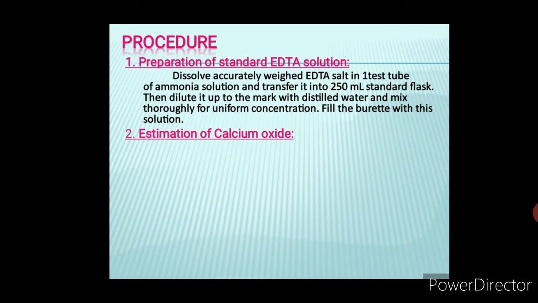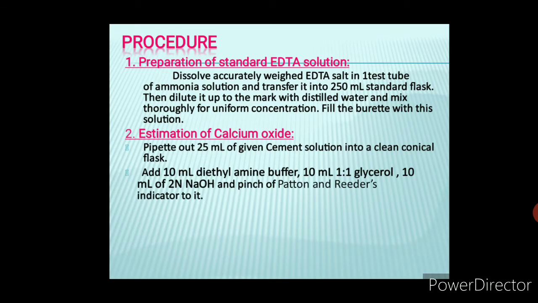Then the second part is the estimation of calcium oxide. The first step is to pipette out 25 ml of the given cement solution into a clean conical flask. To it we add 10 ml of diethylamine buffer, 10 ml of 1:1 glycerol, 10 ml of 2N NaOH, and a pinch of Patton and Reeder's indicator.